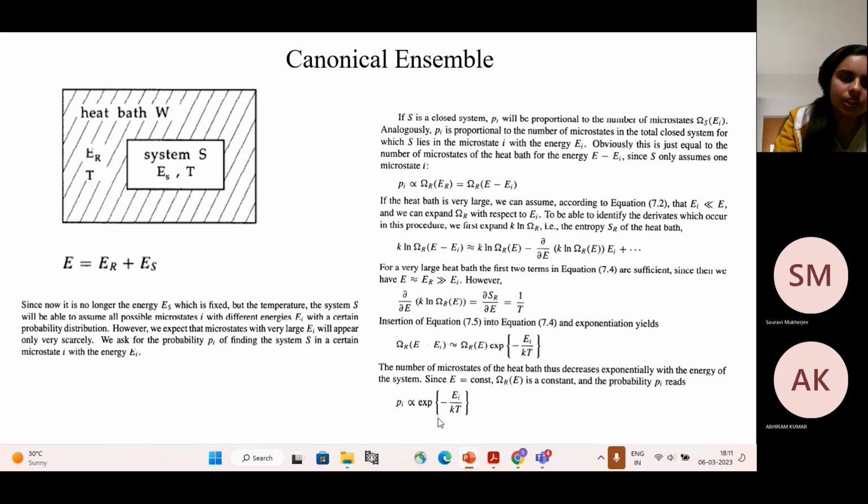Initially, when we were talking about the microcanonical ensemble, Pi was constant and given as 1 by omega, where omega is the number of microstates. But in this case, because there can be exchange of energy, there is a weight factor being added, and that has a dependence on energy, as you can see here. So the probability is proportional to this factor.